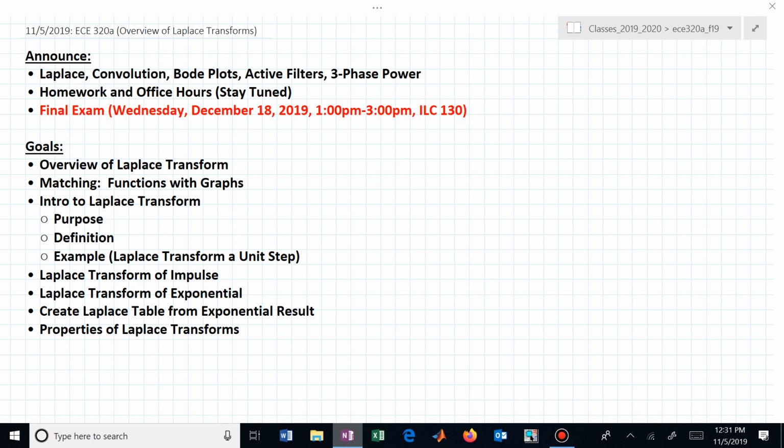Anyway, you are going to be responsible for Laplace, convolution, Bode plots, active filters, and three-phase power. That's for the final exam. The final exam is as reported last time. It's on Wednesday, the 18th of December, the next to the last day of finals, and it'll be from 1 to 3, and we'll hold it in this room.